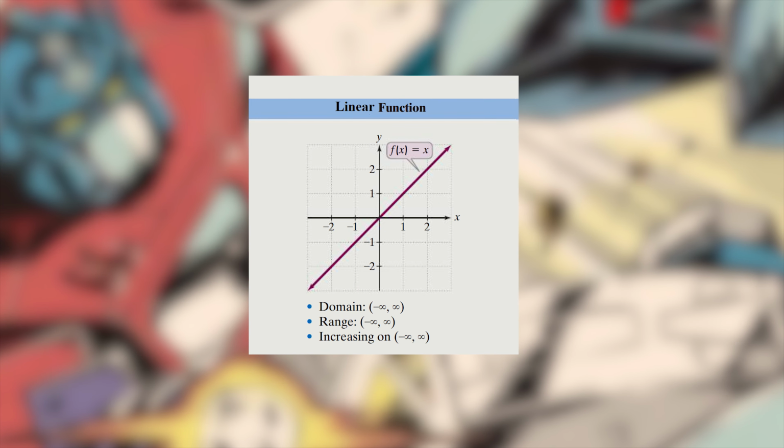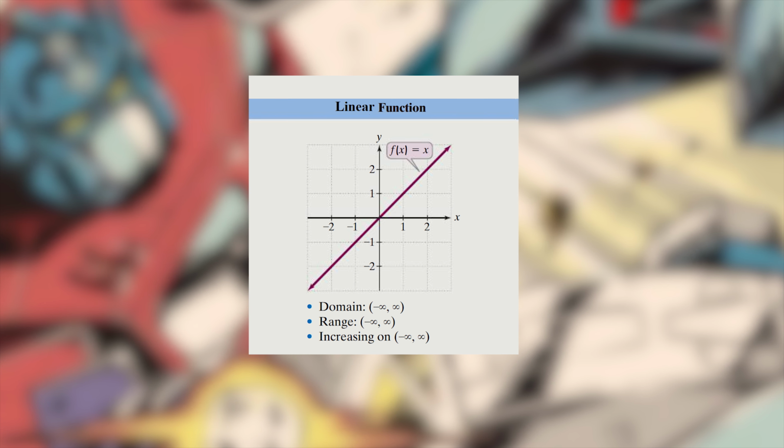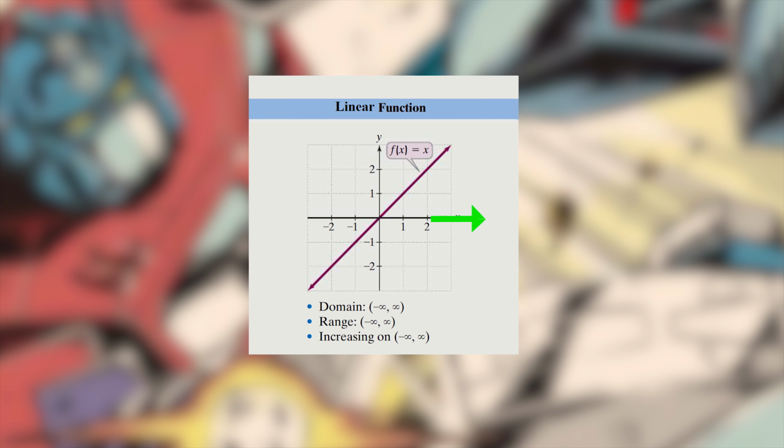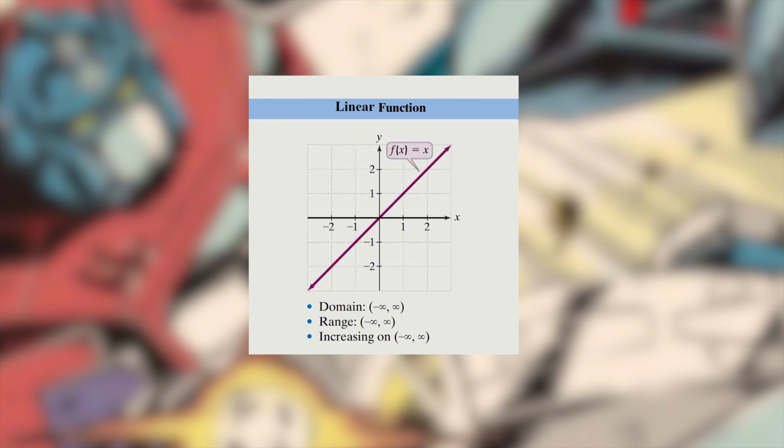First is the linear function. We've already inspected this function in previous videos. Notice how the domain stretches from negative infinity to positive infinity, and so does the range. We call this an increasing function since it moves upward from left to right.